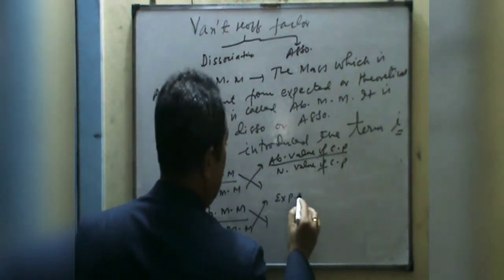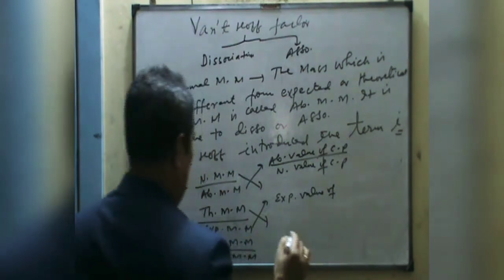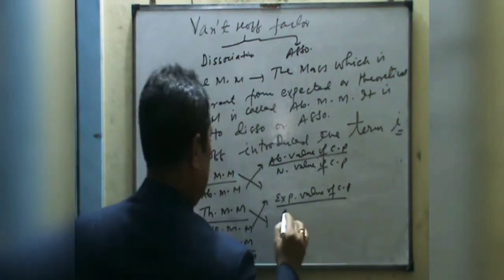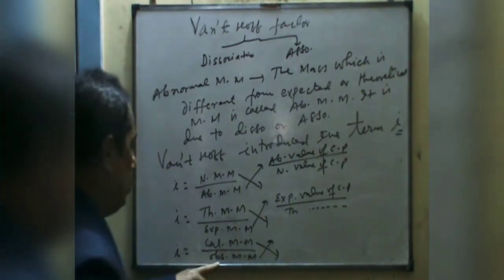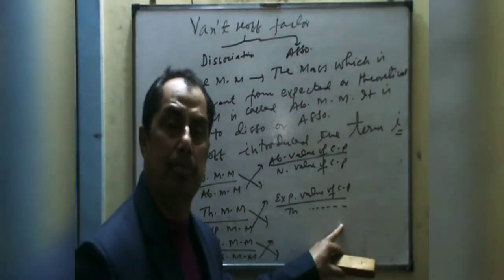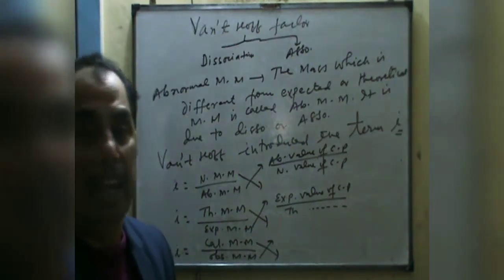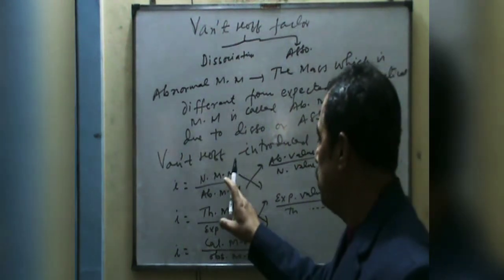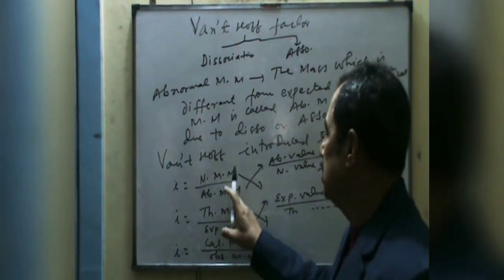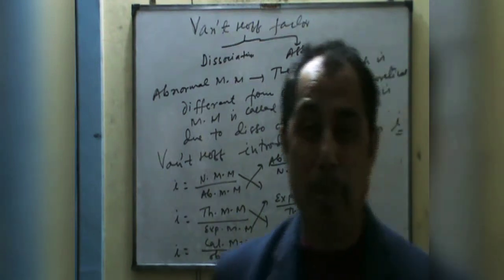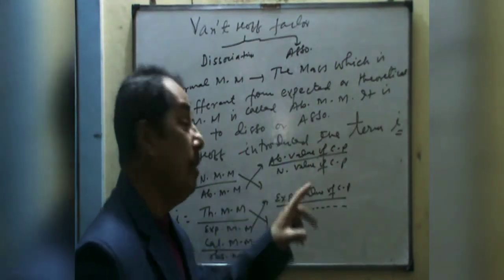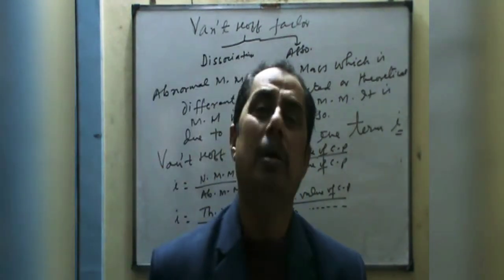Further, you can say the experimental value of colligative property to the theoretical value of colligative property. Further, you can change it to the observed value of colligative property to the calculated value of colligative property. Both are one and the same thing. But here, in terms of normal molar mass upon abnormal molar mass, since molar mass is inversely proportional to the colligative property, you just change it. This is the abnormal value of colligative property to the normal value of colligative property.